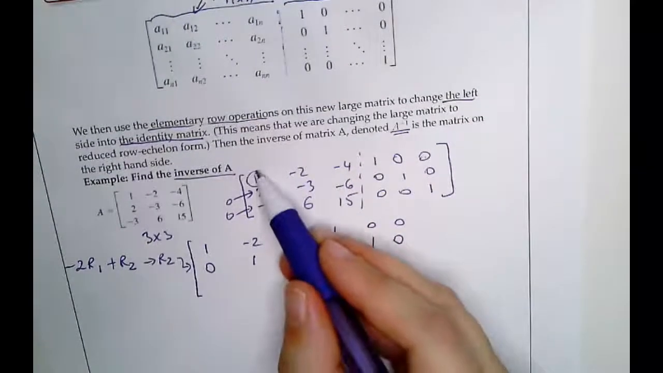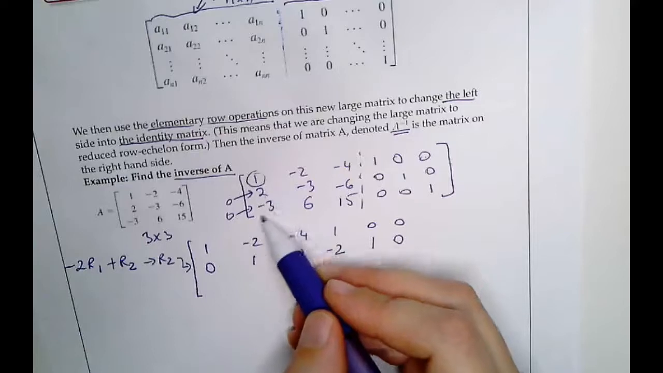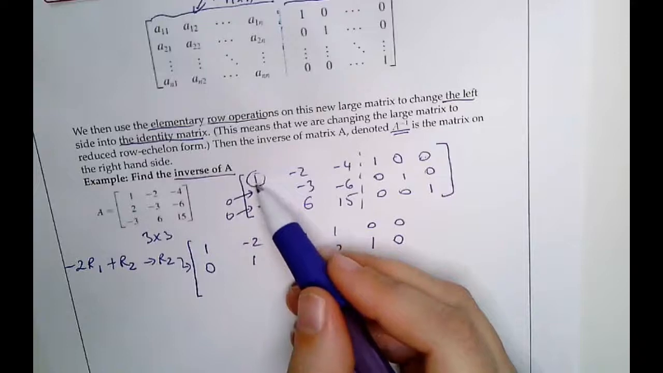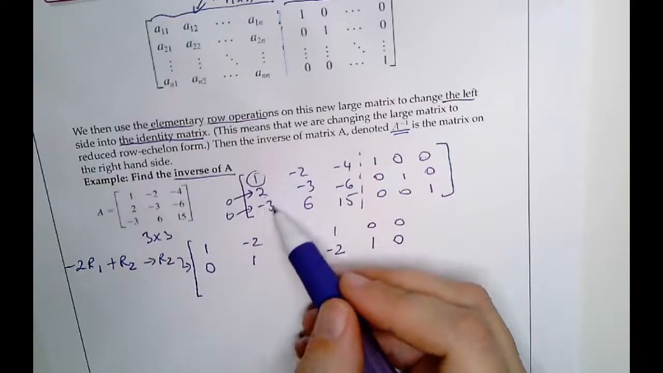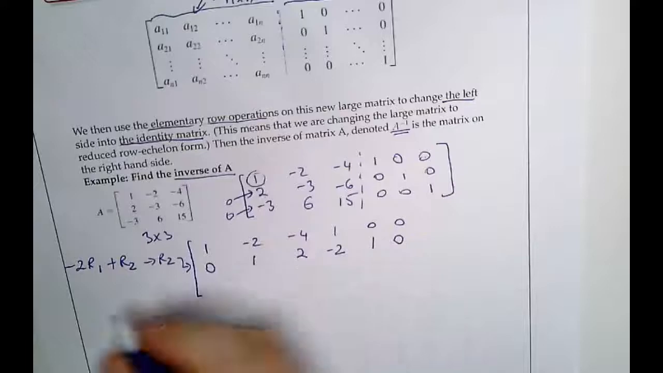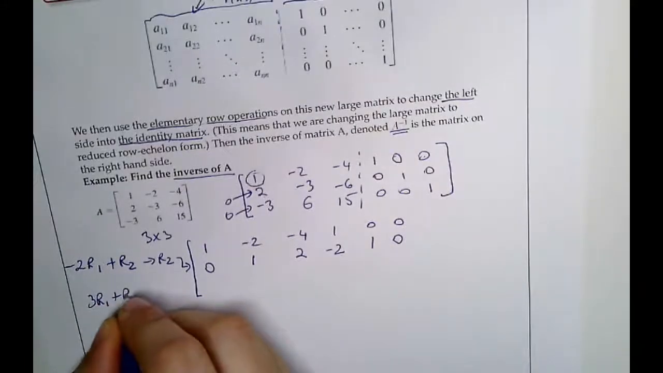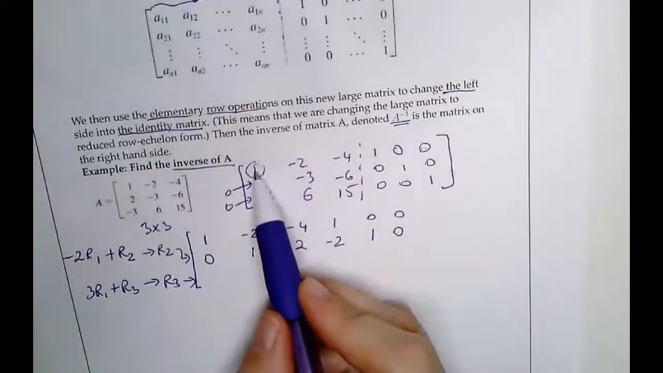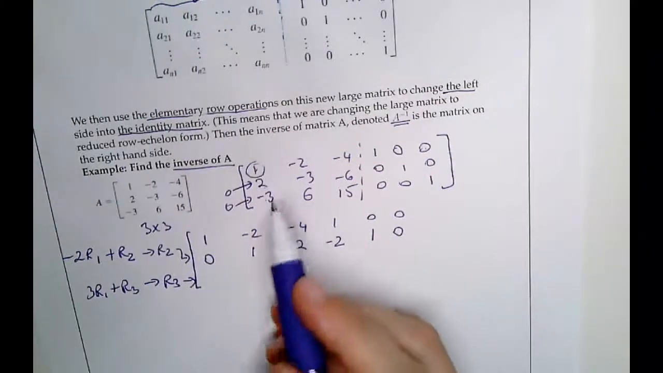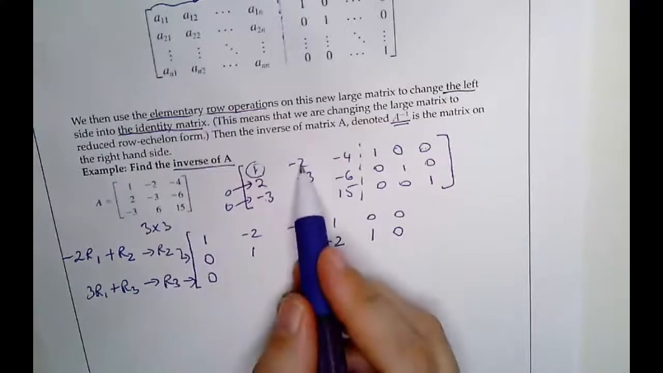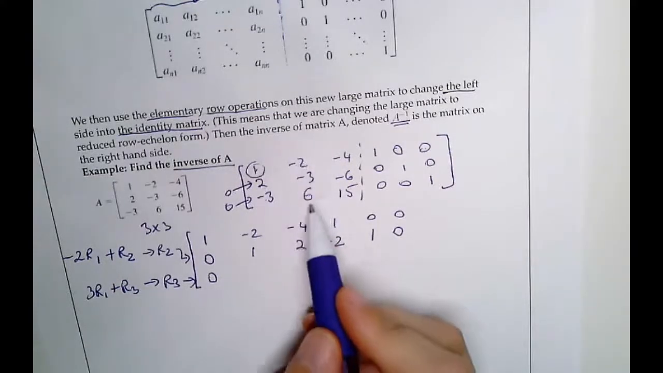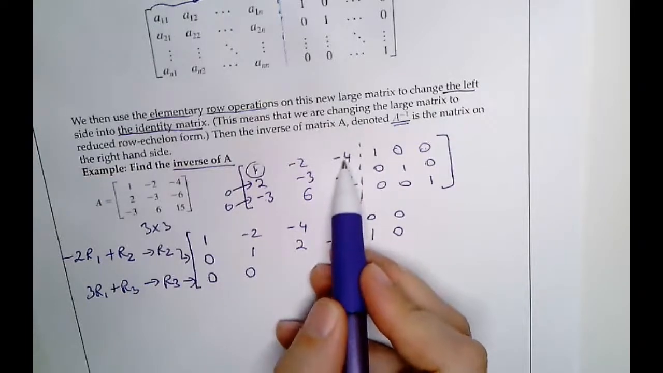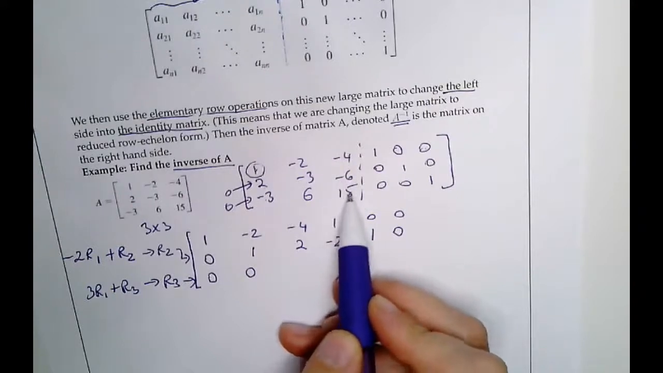What multiple of row 1 do I need to add to row 3 such that negative 3 becomes a 0? Well, 3 times row 1. 3 times 1 is going to be 3 plus negative 3, that's going to make a 0. So I need 3 times row 1 added to row 3 to become my new row 3. So 3 times 1 is 3 plus negative 3, that's a 0. 3 times negative 2, that's negative 6 plus a 6, that's a 0. 3 times negative 4, that's negative 12 plus 15, that's a 3.